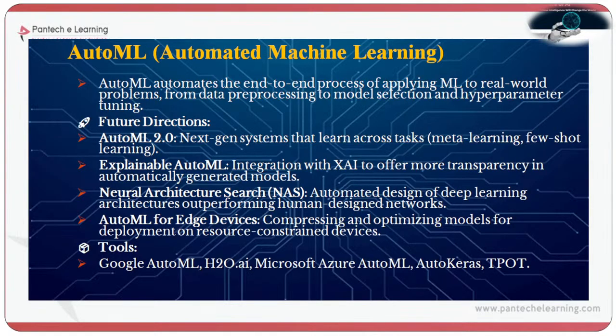Here you also have some future directions, that is AutoML 2.0. Coming to the next one, explainable AI, which we already discussed, right? That we can go through here also. Coming to the next one, neural based, and we have edge based devices also.